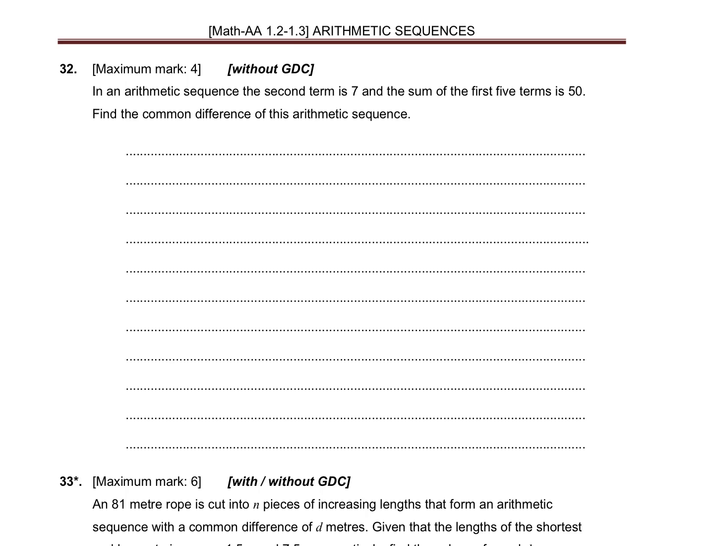In an arithmetic sequence, the second term is 7, and the sum of the first 5 terms is 50. Find the common difference of this arithmetic sequence.